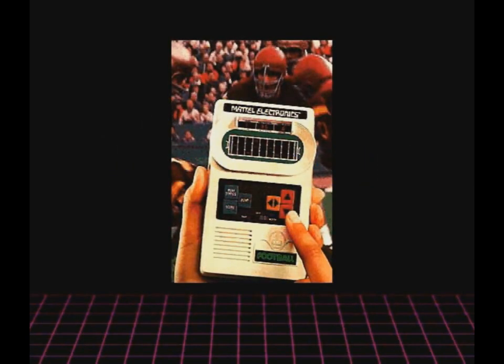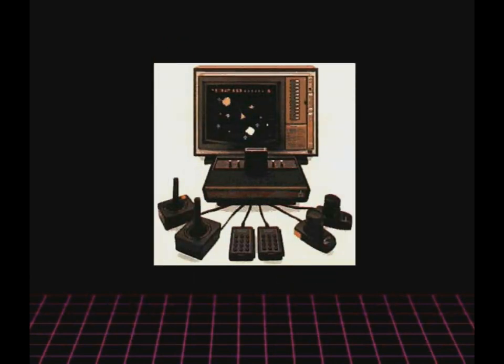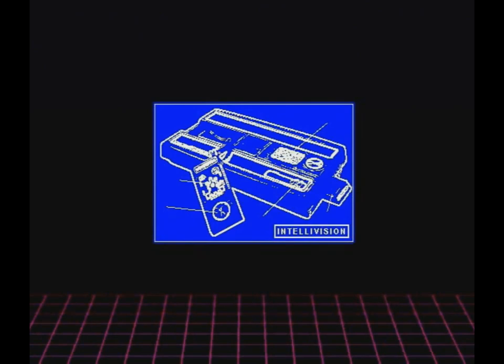In 1977, Mattel Toys started an electronics division and released the world's first microprocessor-based handheld games. The same year, Atari released the Atari 2600 video game system. Mattel Electronics started development on its own video game system, Intellivision. Test marketed in 1979, it was officially introduced in 1980.